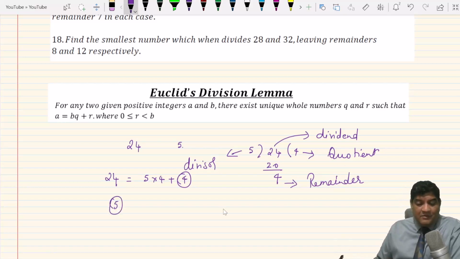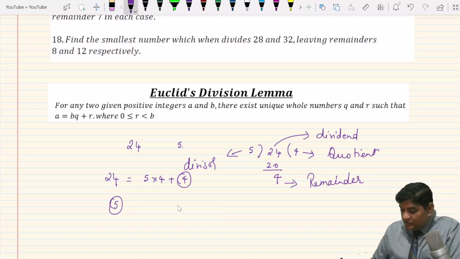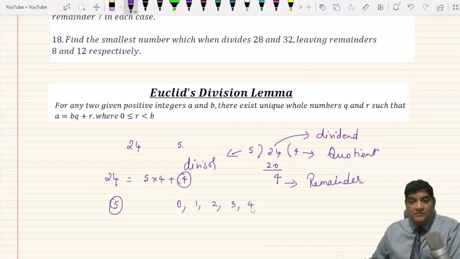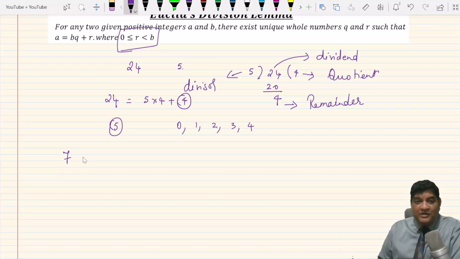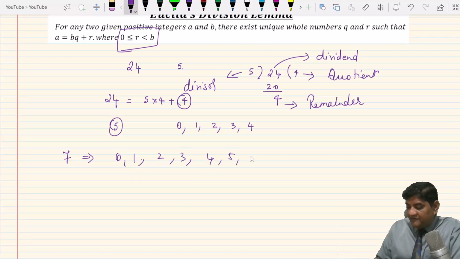if I'm dividing any number by a 5, the possible remainders are going to be either 0, 1, 2, 3, and then a 4. I cannot have 5 and above 5, because if I did, then my division process will continue. And that's why you see this condition that the remainder has to be between 0 and a number less than the divisor itself. So remember that. So if in case I'm dividing, let's say by a number 7, what are the possible remainders? The possible remainders are going to be 0, 1, 2, 3, 4, 5, and 6. You can check that. You will not get anything more than that.